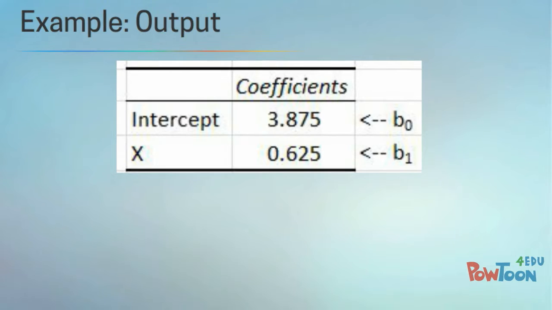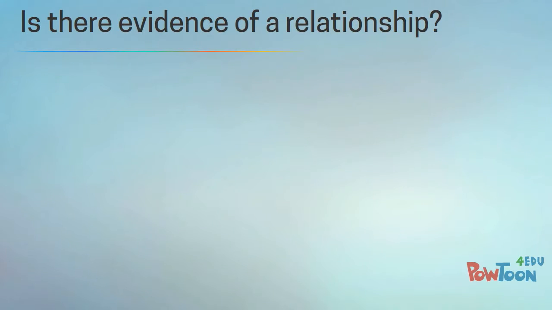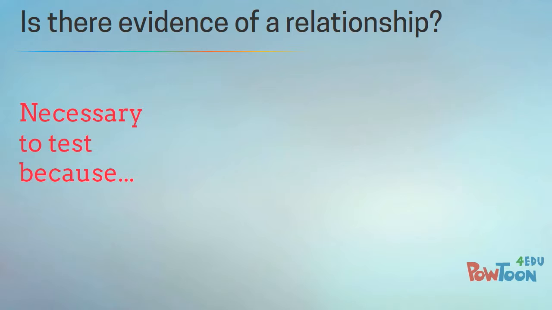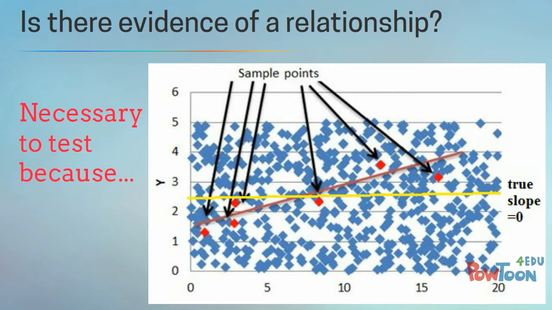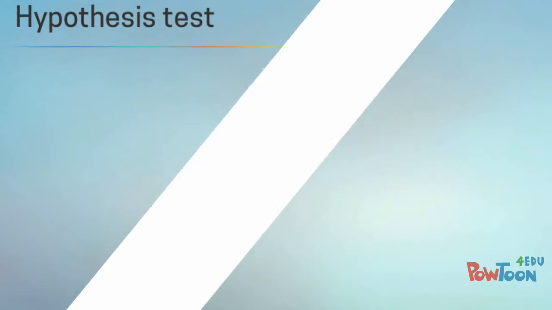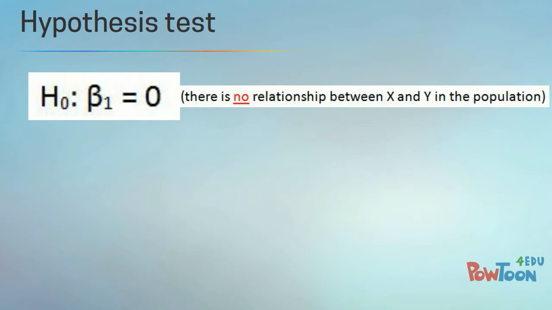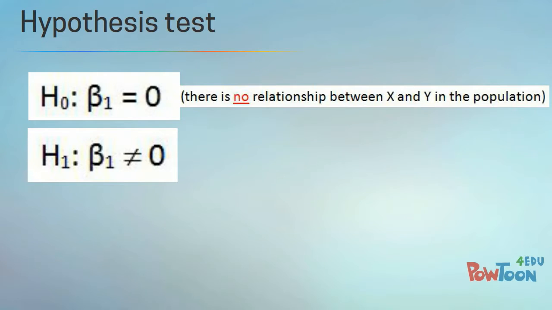Once we have the coefficients of the regression line, b0 and b1, based on the sample, we should test if there is evidence of a significant relationship between x and y in the population. This test is necessary because it is possible for there to be no discernible relationship in the population, which would occur if beta 1, the true population slope, equals 0, but it happened by chance that our sample appeared to suggest a non-zero slope. Therefore, we test the null that beta 1 equals 0, meaning no relationship exists, against the alternative that beta 1 does not equal 0, which means a relationship does exist.